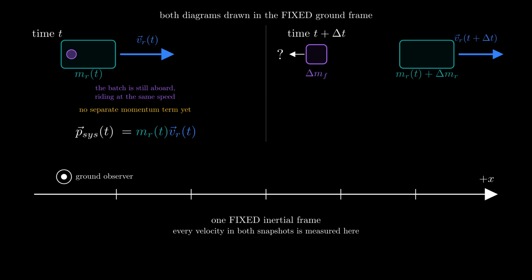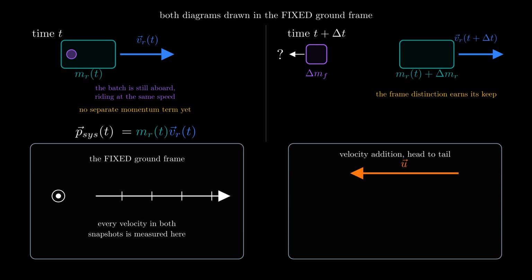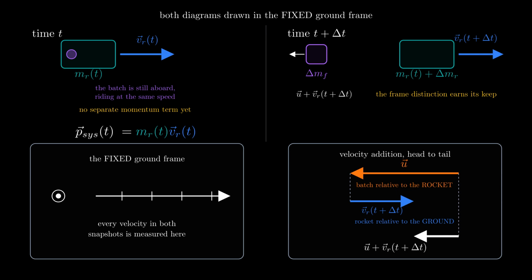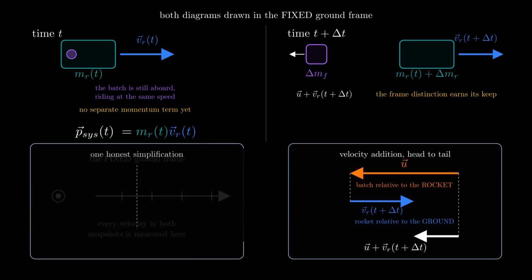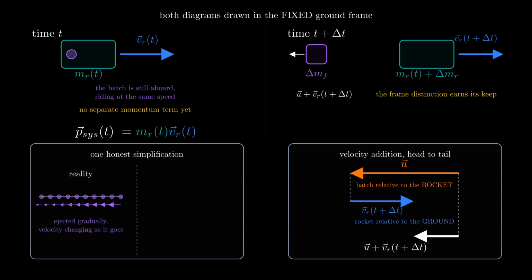The ejected batch takes more care. This is where the frame distinction earns its keep. The batch leaves at u relative to the rocket, and the rocket moves at v sub r of t plus delta t relative to the ground. So relative to the ground, the batch moves at the vector sum, u plus v sub r of t plus delta t. One simplification sits underneath this. In reality, the batch is ejected gradually across the interval, its velocity changing as it goes. We pretend the whole batch leaves at the final instant, t plus delta t. And as delta t goes to 0, that pretense becomes exact.